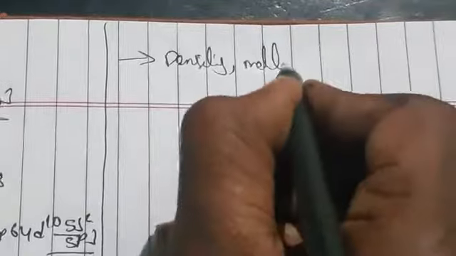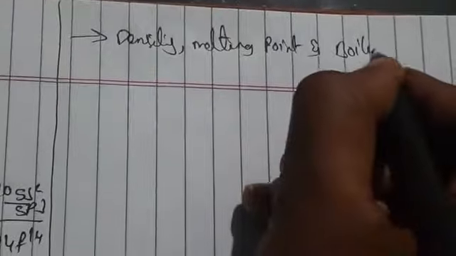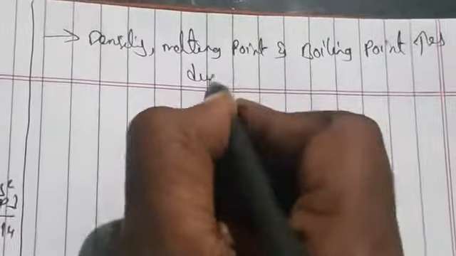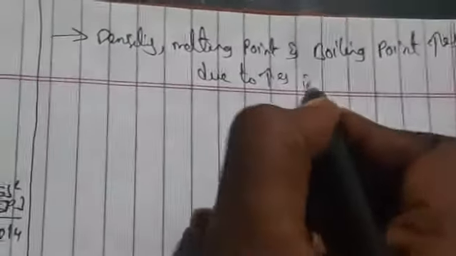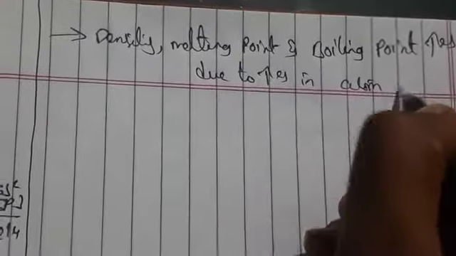Coming to density, density increases with increase in atomic number, and melting point and boiling point also increase. So what we can say here: density, melting point and boiling point increase due to increase in what? Increase in atomic number. So due to increase in atomic number, these increase.